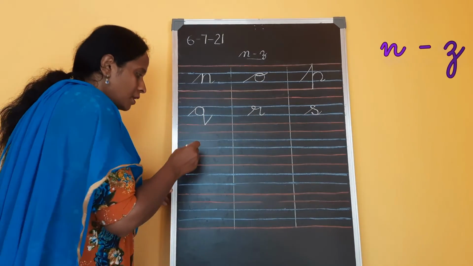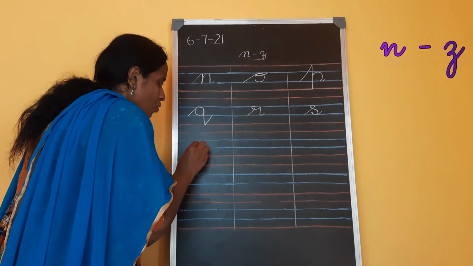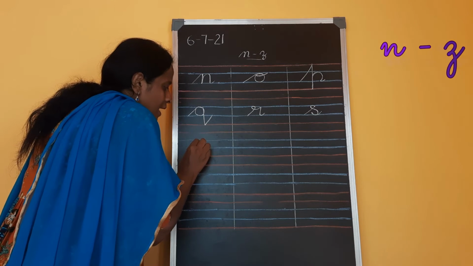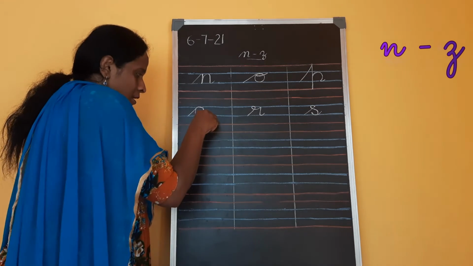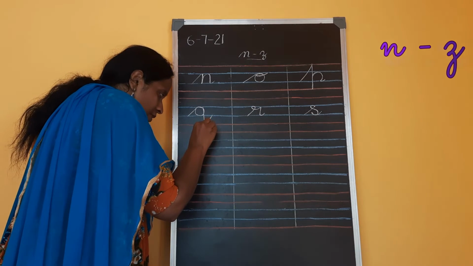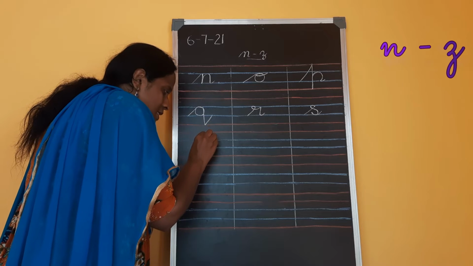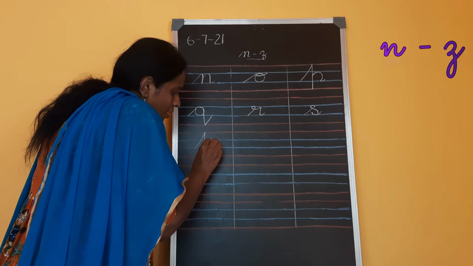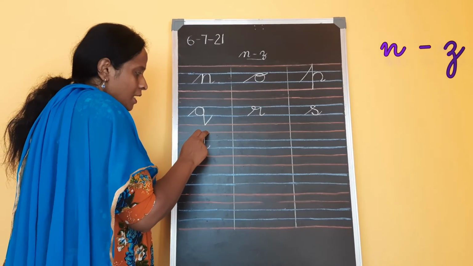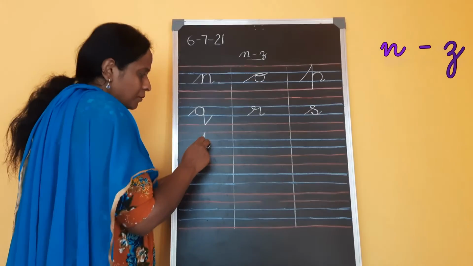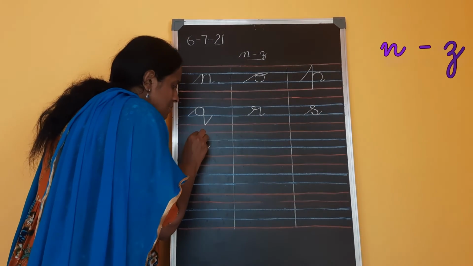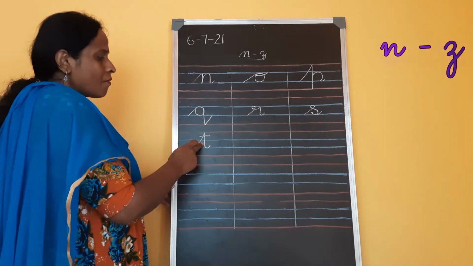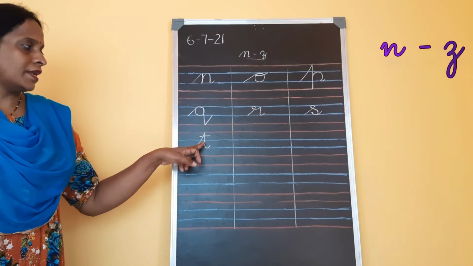How to write T? From the second blue line, go up with the slanting line. Touch the first red line. Come down on the same line with the standing line. Touch the second blue line. Now leave this with a small curve. Now here in the middle of the red and blue line, you will draw one sleeping line. This is how you are going to write cursive letter T.